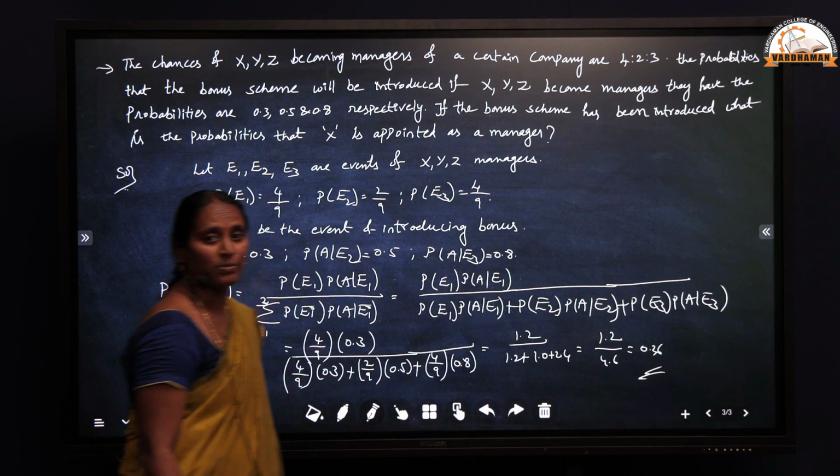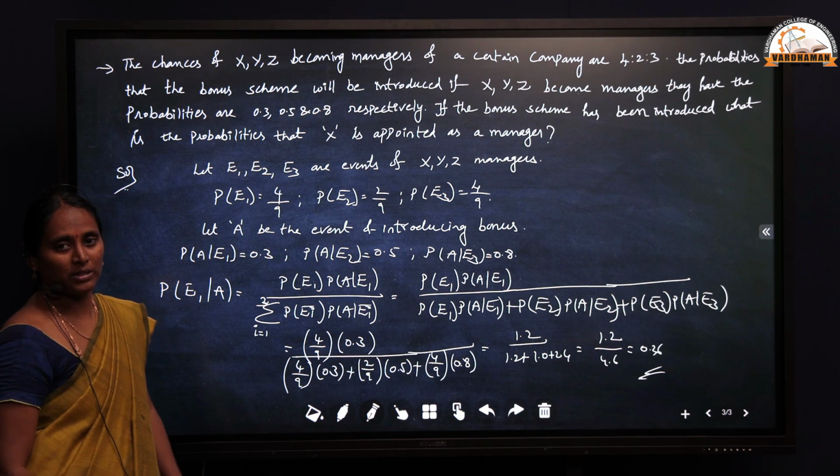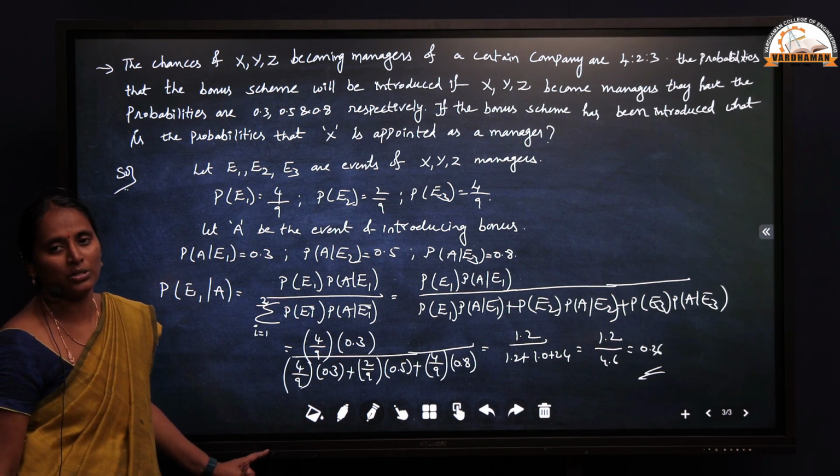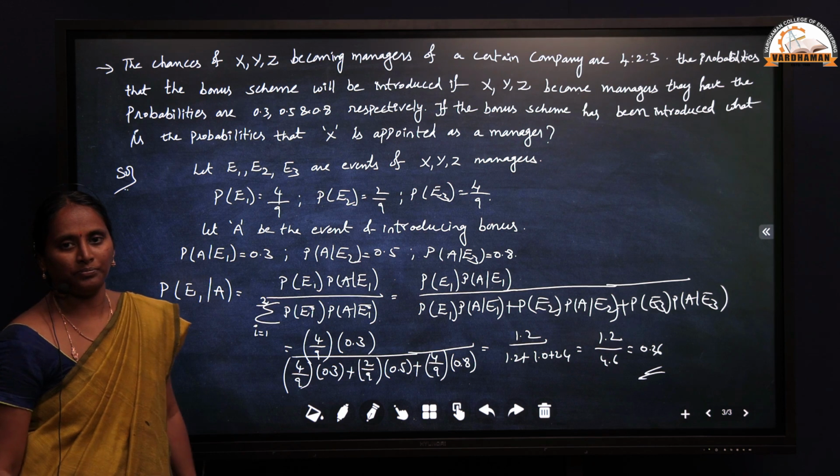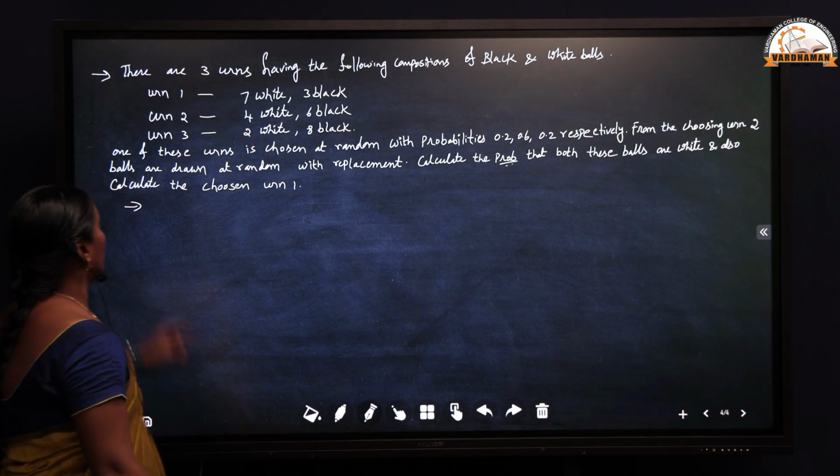We know that the probability lies between 0 and 1. So this is the way we are going to conclude the solution of the Bayes theorem problem. Now let us see the next problem.